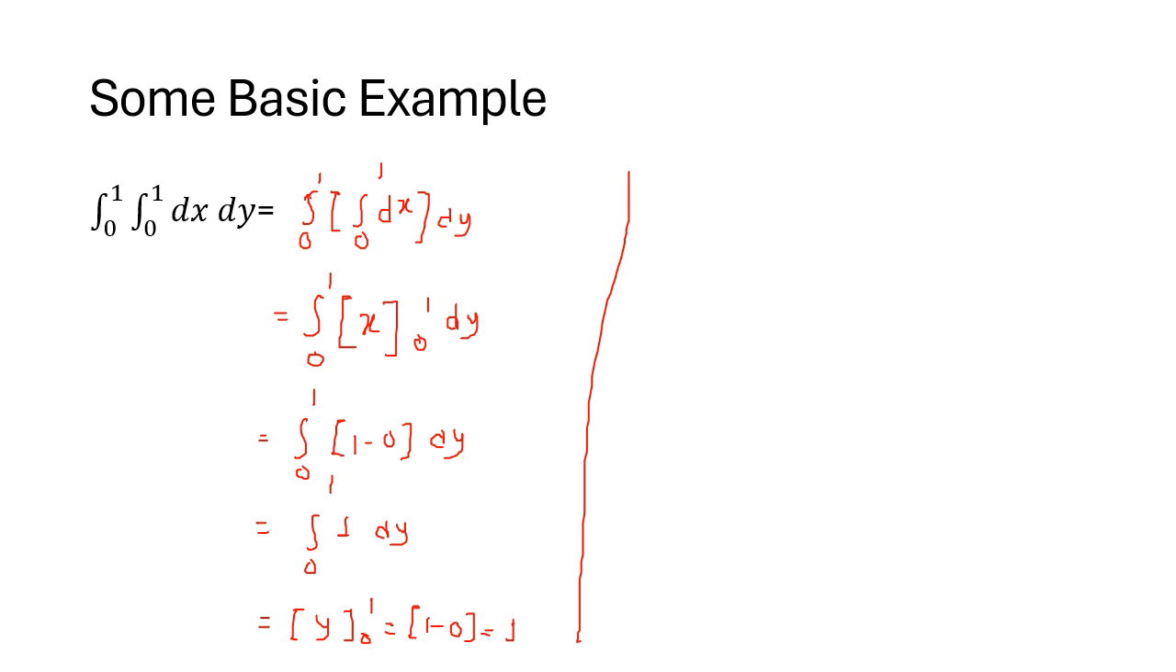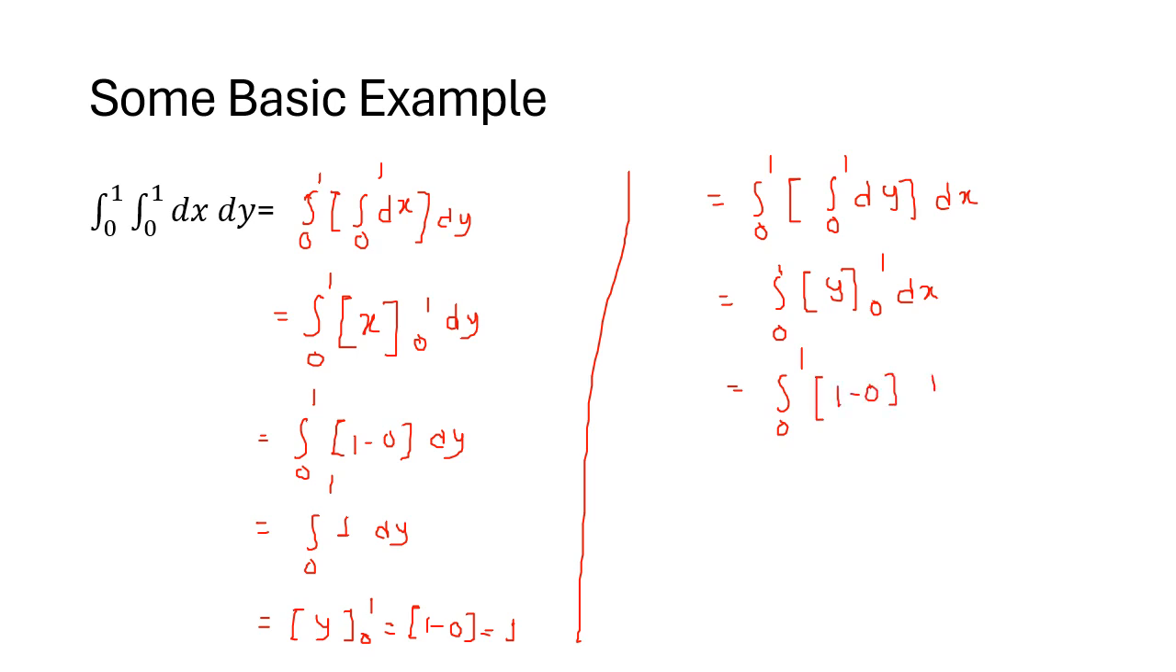So if I am taking integration 0 to 1, integration 0 to 1, first we take integration with respect to x, now we take integration with respect to y and then x. So it is equal to integration 0 to 1. Okay, so what is the formula for the integration of dy? That is y. So 0 to 1 dx. Okay, so integration of 0 to 1, upper limit minus lower limit, dx, is equal to integration 0 to 1 dx.